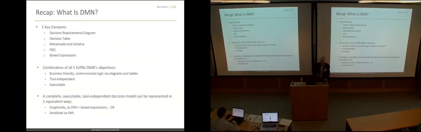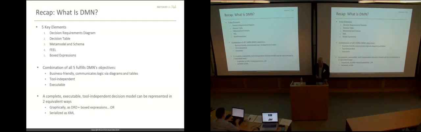All right, so let's recap. DMN includes 5 key elements: DRDs, decision tables, XML serialization, FEEL, and boxed expressions. To realize the full promise, that is a visual description of the decision logic using just diagrams and tables, tool independence, but with full executability, what you model is what you execute, you need all 5 of these things. Partial implementation, conformance level 1 or 2, means giving up on some of these 5 things, but also giving up on the promise. You don't have that anymore.